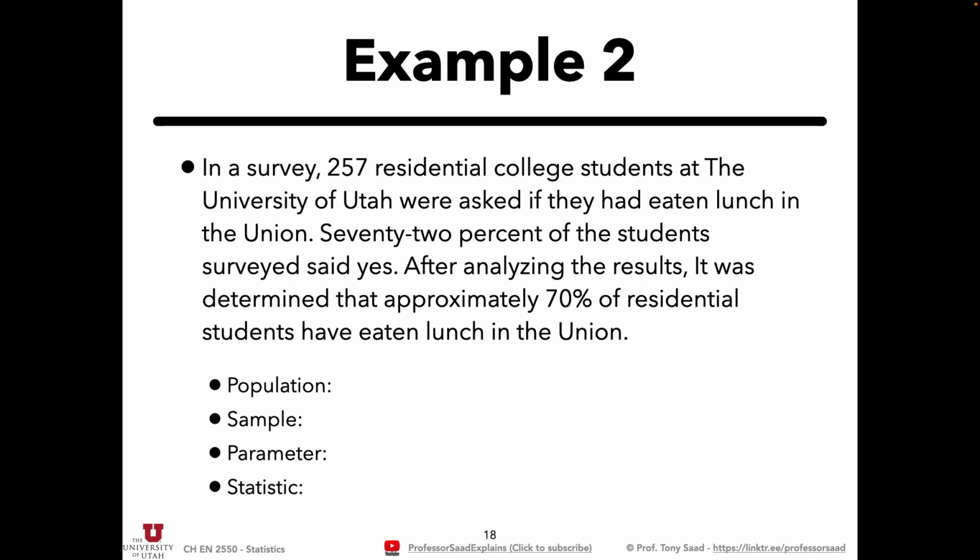Okay, what's the population? The students. Which students? Residential students, not all students at the U, only students who come in person. Okay, residential students, that's the population. What's the sample? The group of 257. What's the parameter?